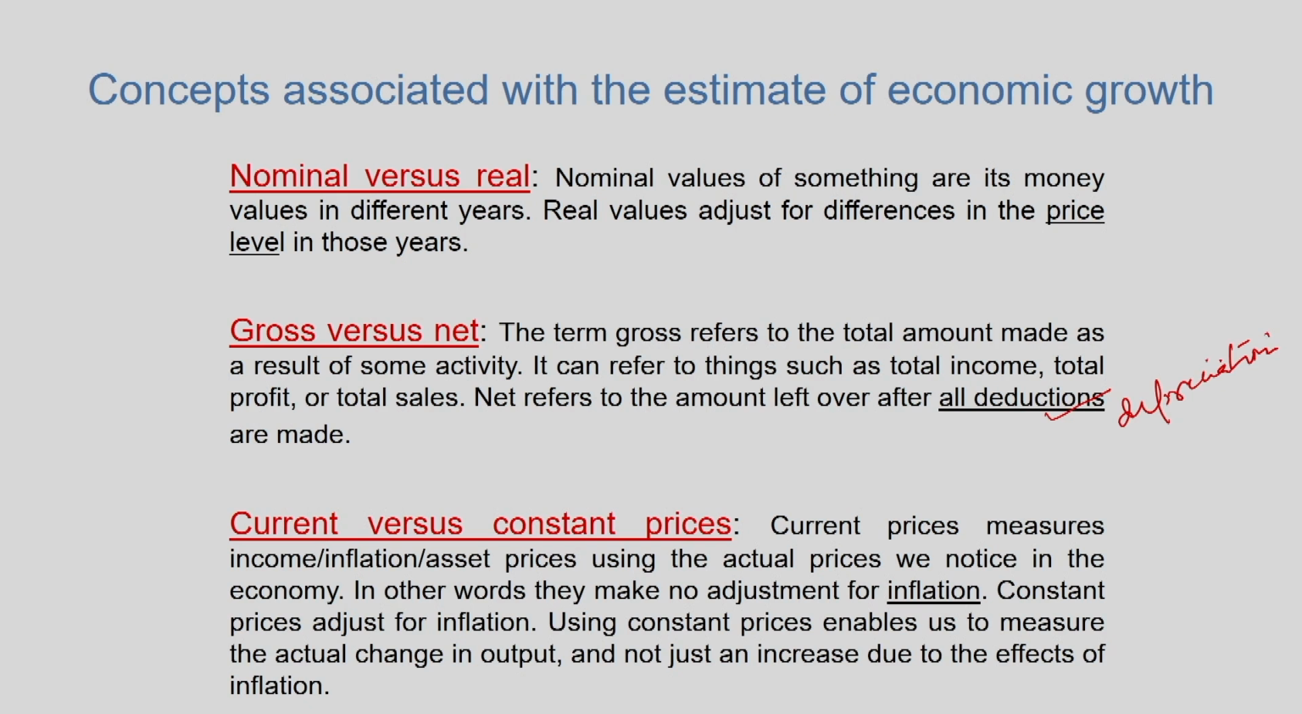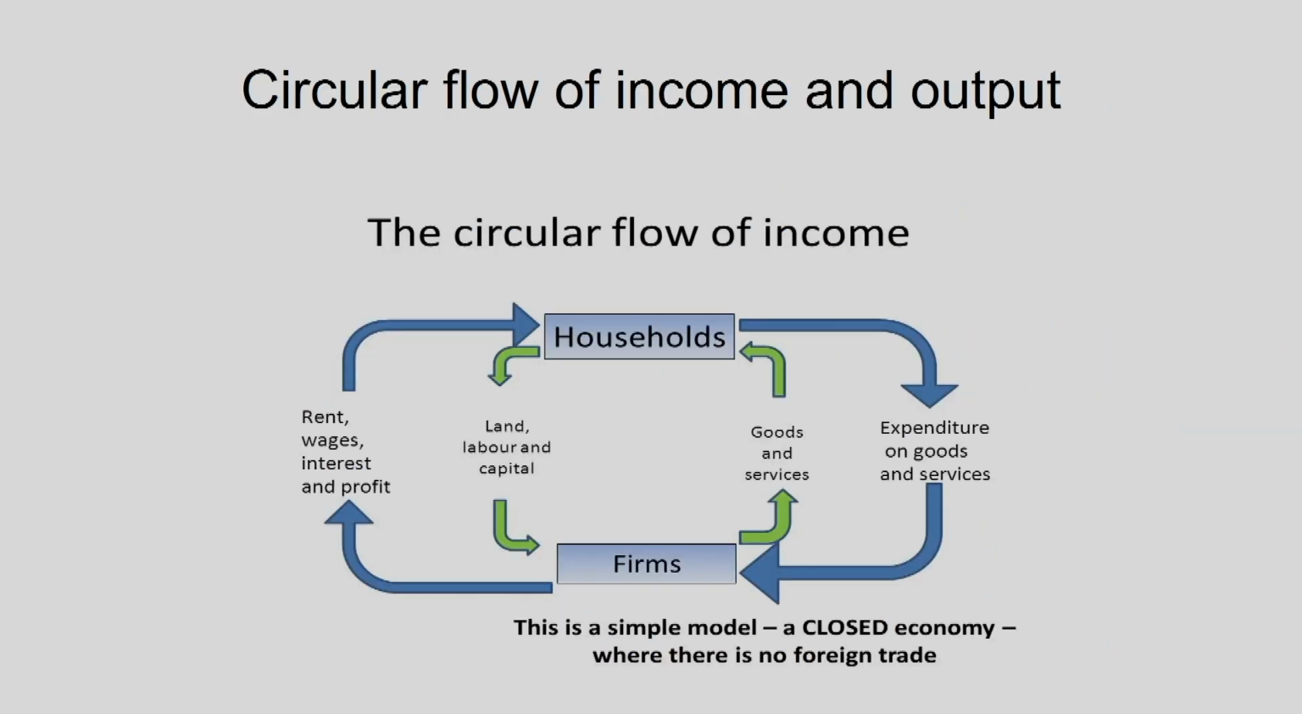Current prices measure income or asset prices using the actual prices we notice in the economy. In other words, they make no adjustment for inflation, which can very simplistically be defined as the rise in the general level of prices within the economy. Constant prices adjust for inflation. Using constant prices enables us to measure the actual change in output and not just an increase due to the effects of inflation. Understanding the basics of the systems of national accounts is crucial to delving into the growth literature.